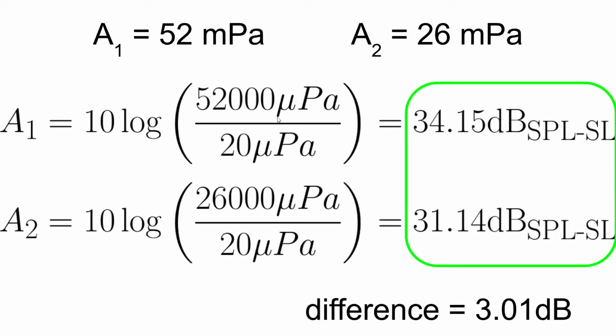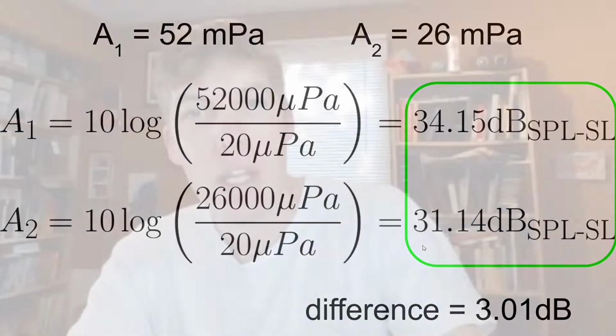So if we do this math, we get 34.15 and 31.14 decibels. Different numbers than we had before, but the difference is 3.01 decibels. So what's going on here?